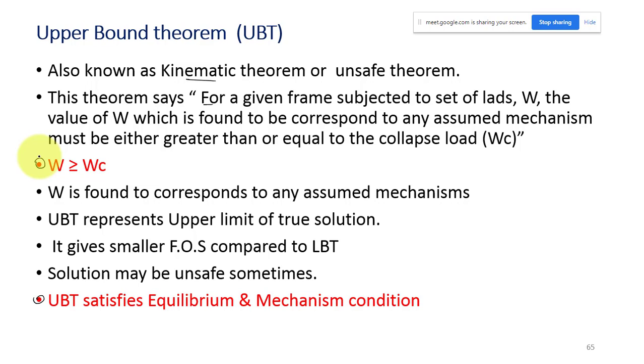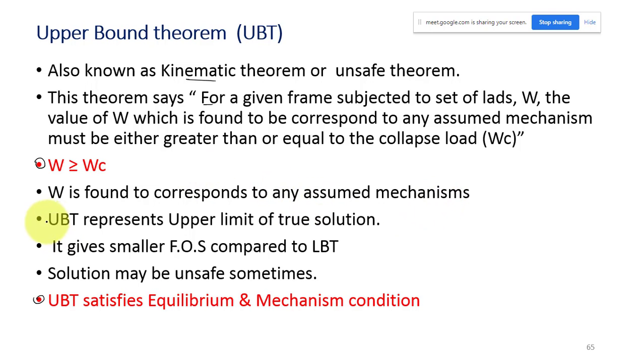So the mechanism is already formed. That means while using this upper bound theorem to estimate your collapse load, we have to assume a mechanism, and corresponding to the mechanism, we have to find out the collapse load. That is the procedure we have to follow in this method. We will assume a mechanism, and your collapse load is found to correspond to the assumed mechanism.